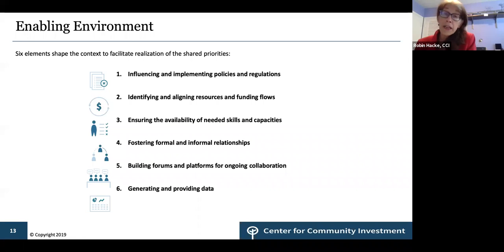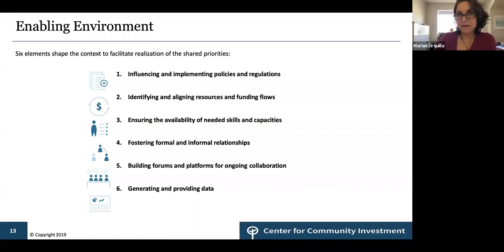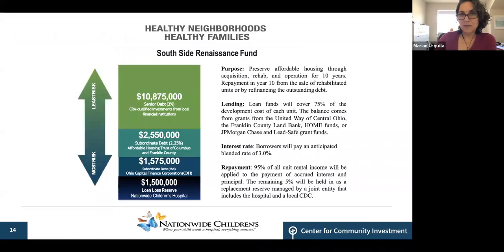And then there's data. It's really hard to know where you might use public land for public purpose if you don't have an inventory of where that public land is, or where there is expiring subsidized housing that you might want to make sure you get in and preserve before it goes away. So using data effectively is another aspect of the enabling environment. So six really key functions for enabling environment.